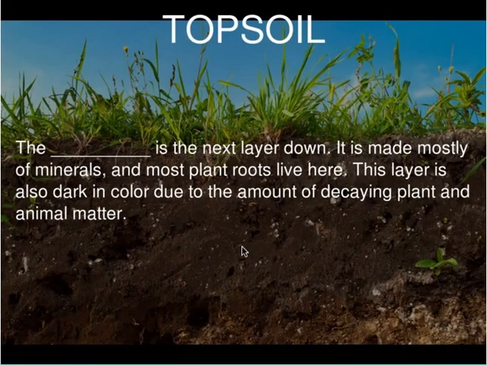Next, the blank is the next layer down. It is made mostly of minerals and most plant roots live here. This layer is also dark in color due to the amount of decaying plant and animal matter. Your answer for this one, and all of these will be on the top, is topsoil. So the topsoil would definitely be under the humus.